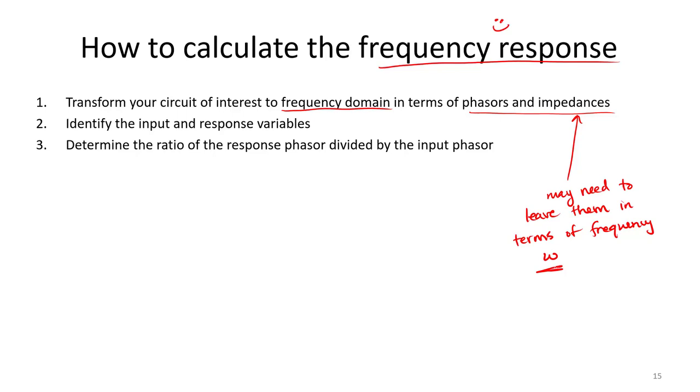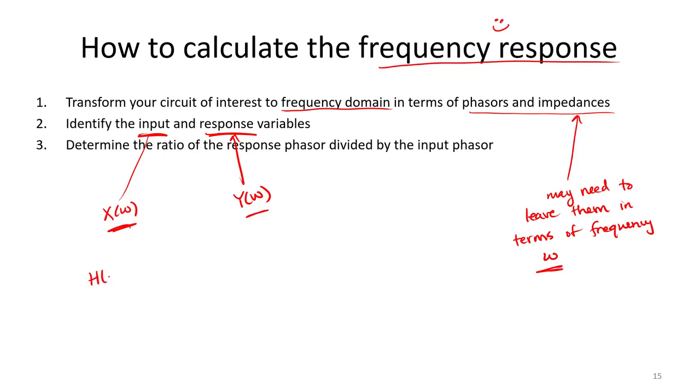The next step in frequency response calculation is you need to identify your input and response variables. Remember, your input is basically going to be your x of omega. Your response is basically going to be your y of omega. And depending on what you're trying to solve for, those might be certain parts of your circuit or other components.